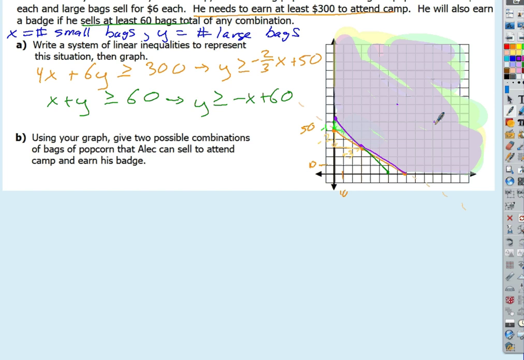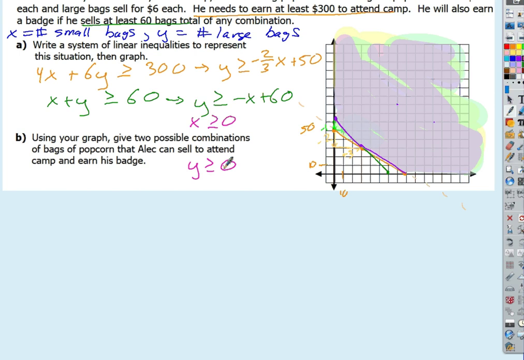x is greater than 0. Okay, good. So we should also include x is greater than or equal to 0, and y is greater than or equal to 0. And what does that come from? The fact that the number of small bags has to be non-negative and the number of large bags has to be non-negative. Okay. And then that constrains us to that one region, right? Everybody see that? Okay? All right.